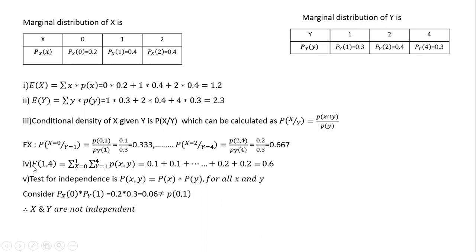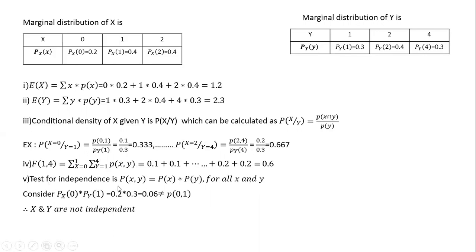Now, what is the capital F of 1 comma 4? So the probability of x less than or equal to 1 and y less than or equal to 4. So x equal to 0 to 1, y equal to 1 to 4. So p of x comma y for x less than or equal to 1: 0.1, 0.1 plus so on. So this is 0.2, and the total value is 0.6.